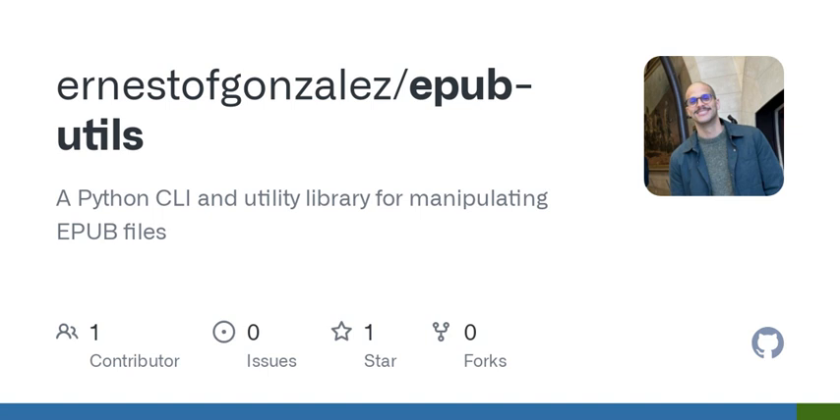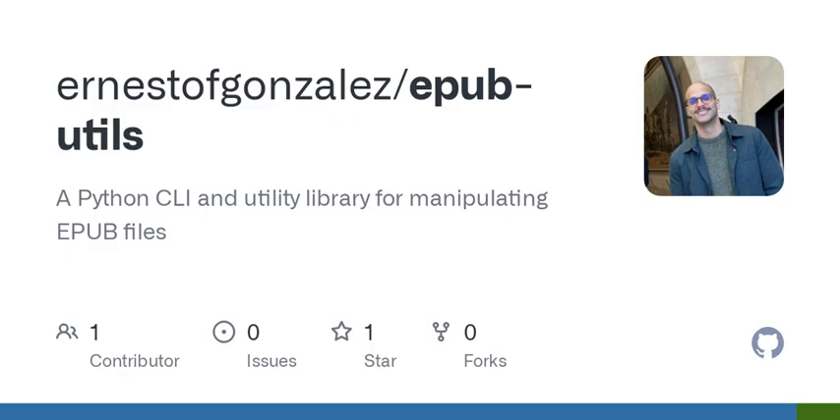But how do we manipulate these files? That's where epub-utils comes into play. Let's paint a picture here. Imagine you have a library full of digital books, and you want to find information about the title, author, or even the structure of these books. Wouldn't it be cool if you could just pull that information at your fingertips? With epub-utils, you can do just that.